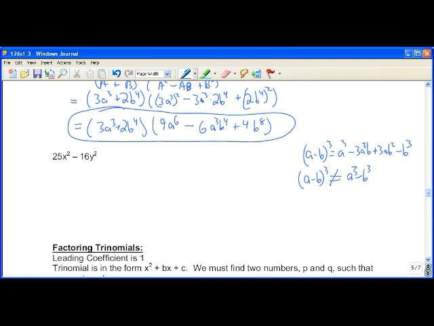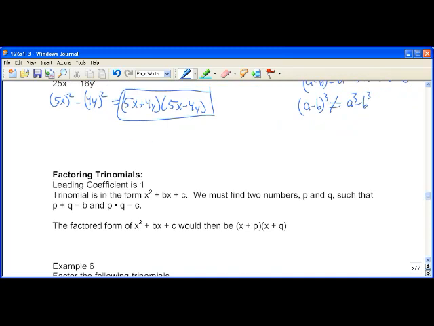Difference of squares. So you can think of this as 5x squared minus 4y quantity squared there. And the formula would be 5x plus 4y times 5x minus 4y. Okay.